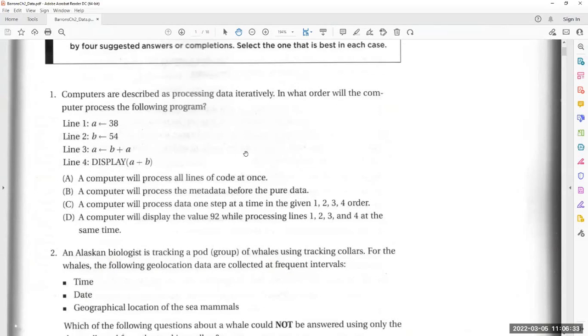So let's see. The first one is: computers are described as processing data iteratively. In what order will the computer process the program? A is assigned 38, B is assigned 54, C is assigned B plus A, display A plus B. So the answer is C. I don't need any student's help on this one, though I don't know what the purpose of testing this is. It executes in 1, 2, 3, 4 order. So this one is very simple.